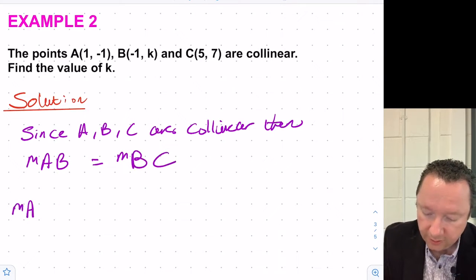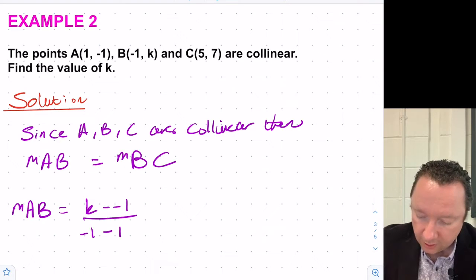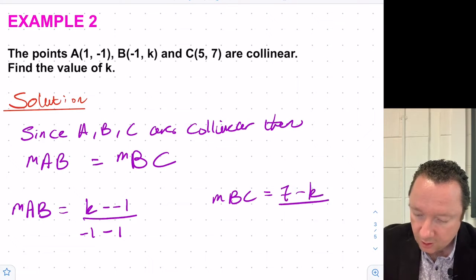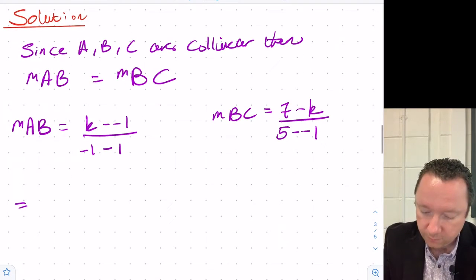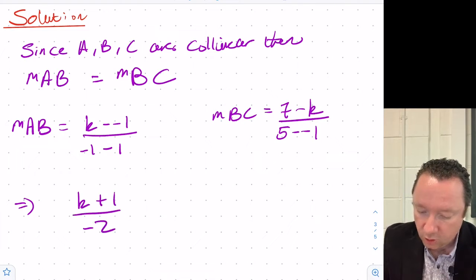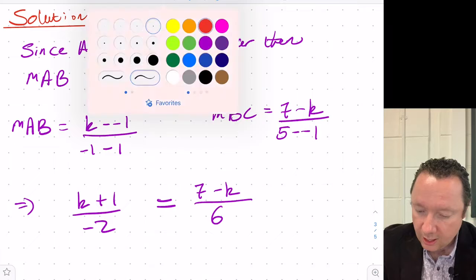So the gradient of A to B is equal to K minus minus 1 over minus 1 take away 1. And the gradient of B to C is 7 minus K over 5 minus minus 1. And we just make them equal to each other. So we've got K plus 1 on the top, minus 1 is minus 2, equals 7 minus K on the top, 5 minus minus 1 is 6. And these are nice and easy.